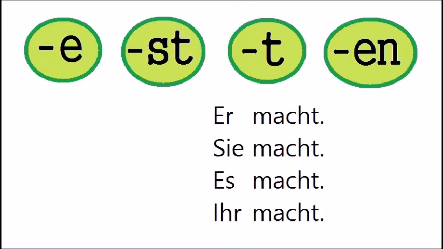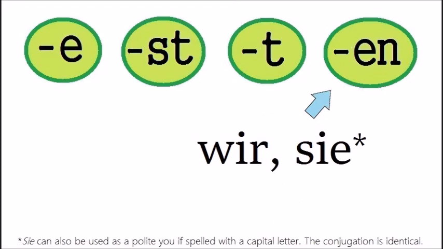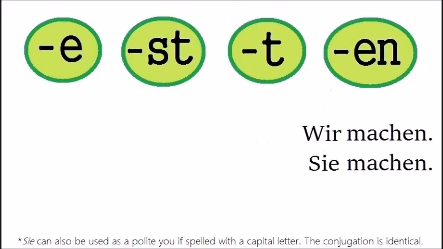And then we and they, wir and sie, have the ending en. Actually, they simply don't change from the basic dictionary form. So, we make is wir machen, and they make is sie machen. The German word for they is also used as a polite version of you. It will then be spelled with a capital letter. It has the same grammar as they.